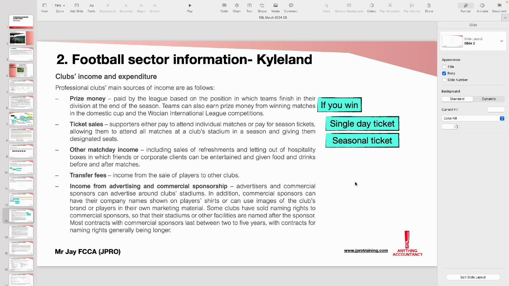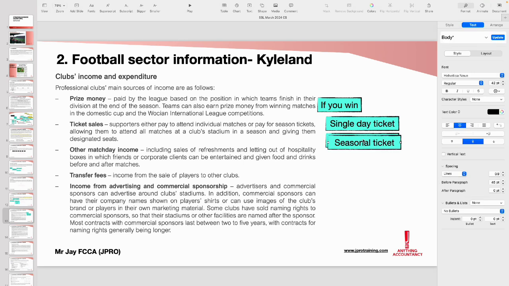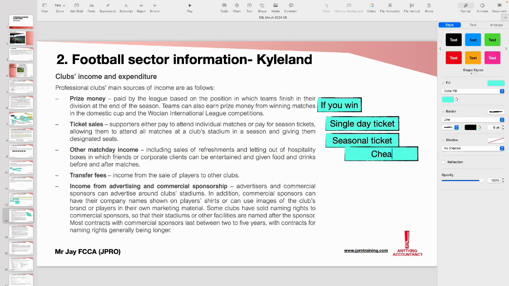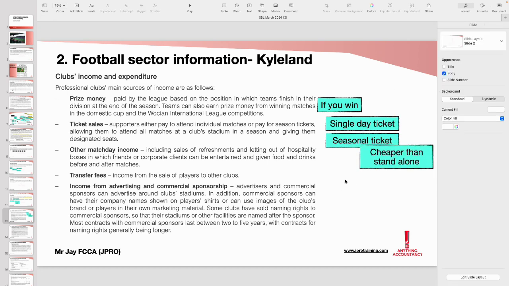Now, the seasonal ticket income should be spread over time, but the cash flow comes in earlier. So you need to think about the idea of cash flow versus the income. Seasonal tickets may be sold cheaper because you're selling everything in one shot. So there's a possibility of it being cheaper than standalone. Be aware of that idea.